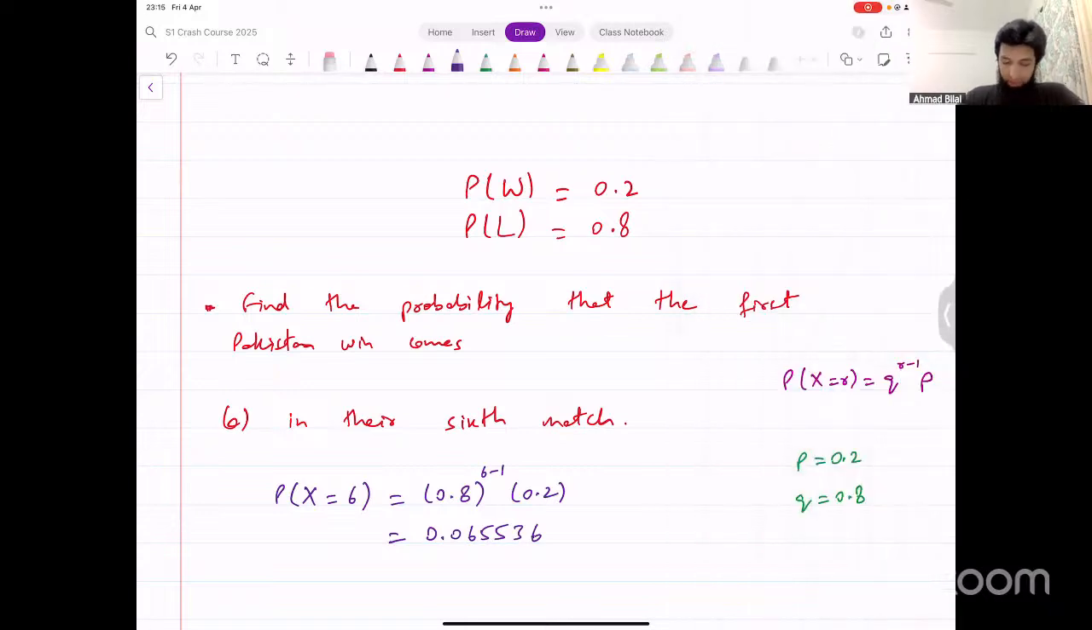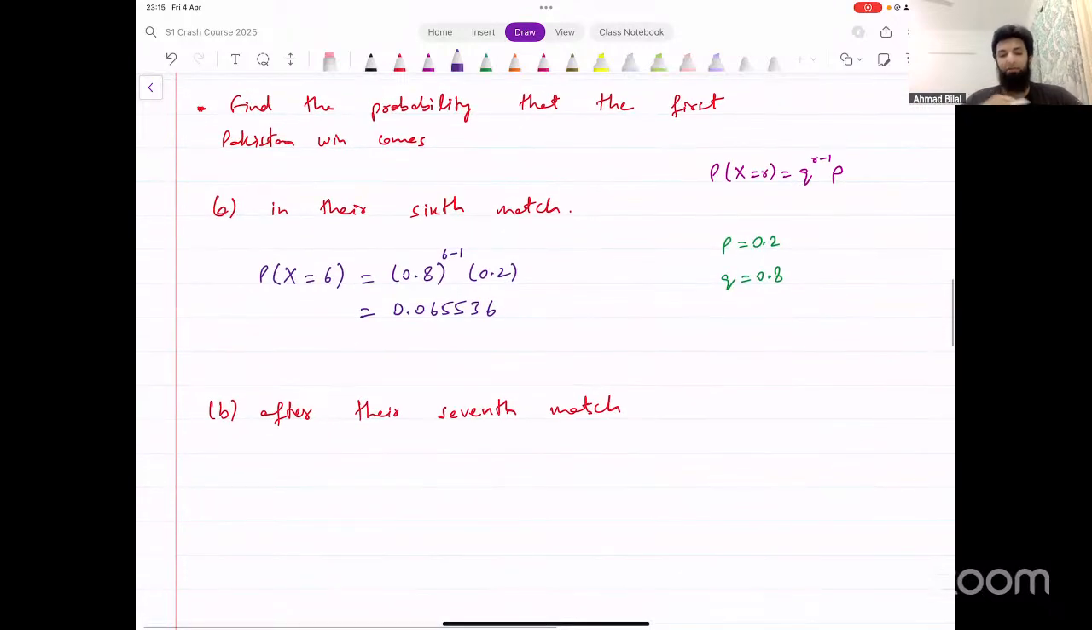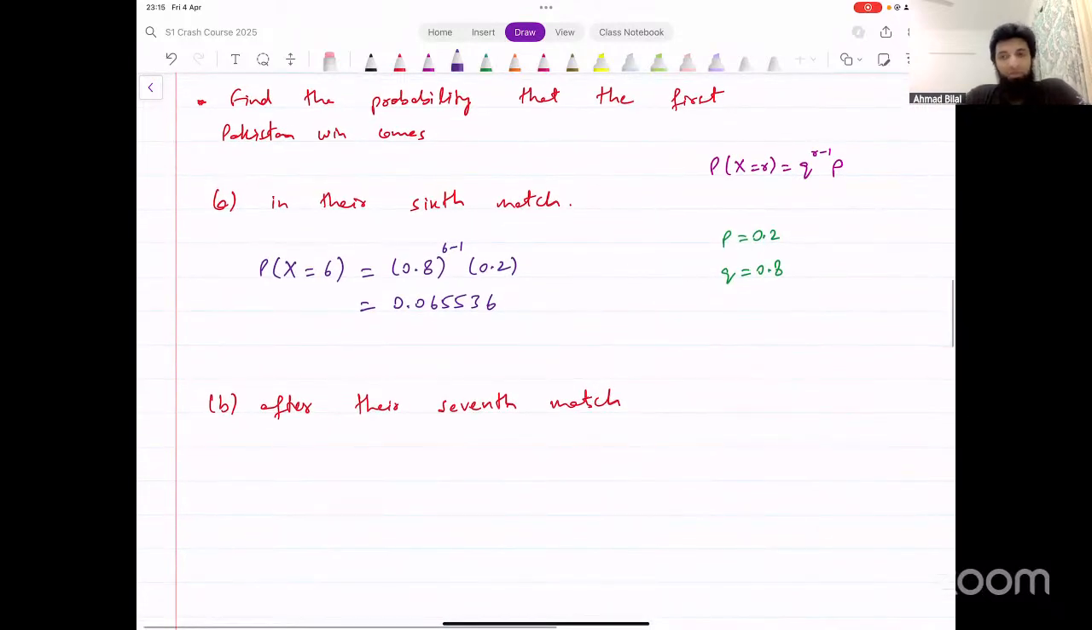All right, let's have a look at the next example. Now, this is extremely important because the next examples are all going to depend on this. Find the probability that the first Pakistan win comes after their seventh match. What does that mean now? The first win comes after the seventh match. How do you think about this?